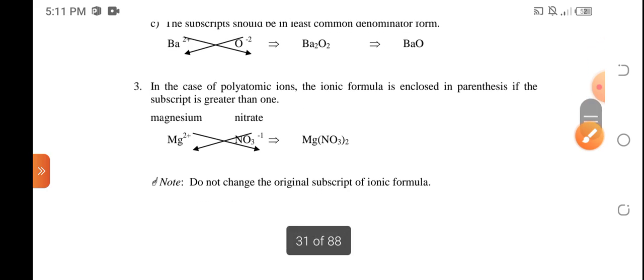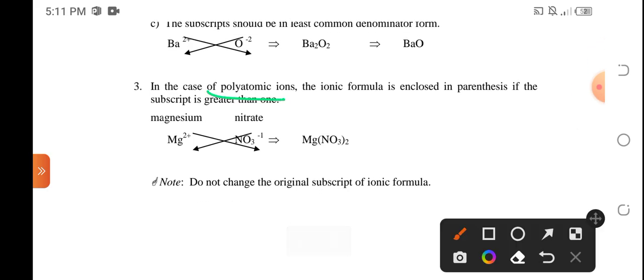Okay? Now, in case of polyatomic ions, ano yung mga polyatomic ions na tinatawag? Ito, yung mga nitrate, sulfate. Titignan ninyo dun sa list of cations and anions sa mga periodic table ninyo.